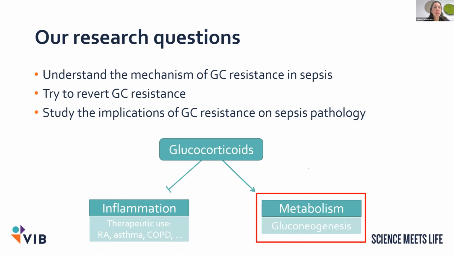So our research question is then to understand the mechanism of the glucocorticoid resistance in sepsis. We want to try to refer to glucocorticoid resistance and also study the implication of this resistance on the sepsis pathology. So we know that glucocorticoids suppress inflammation, and that is why they are so often used for many inflammatory diseases. But they also have a metabolic function. As said, they stimulate the gluconeogenesis.